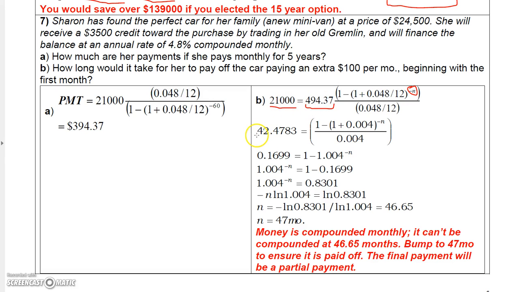Well, divide 494.37 into this to get this number, and then multiply both sides by 0.004 to get this number, and then move this term to the left and it becomes positive. Move this term to the right and subtract it from 1, and you get 0.8301 over here. And then if you take the log of both sides, I kind of skipped a step here.